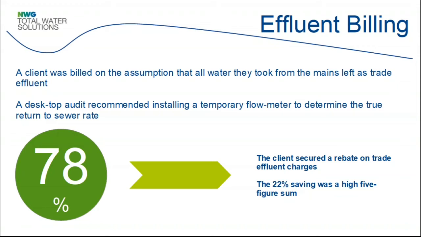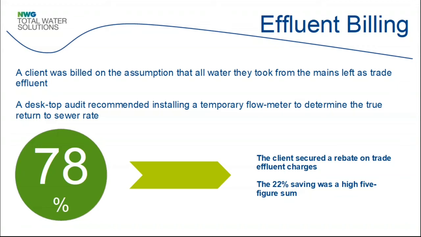They bore the cost of that themselves. They put the flow meter in. It was in for 4 months. And over 4 months, the average return to sewer rate was actually 78%. So the volume that went down the sewer was only 78% of what they took from the mains. The remainder went out of the door as product.